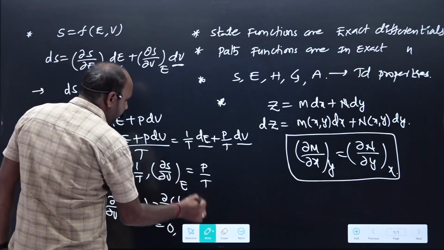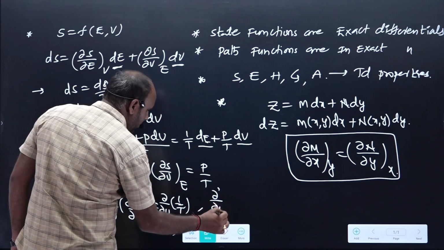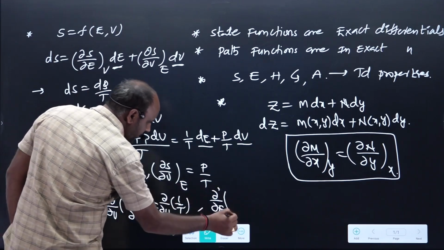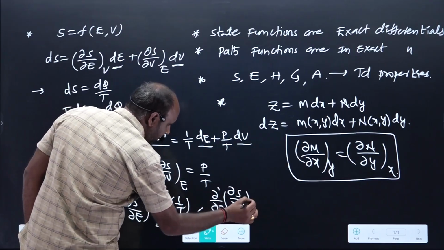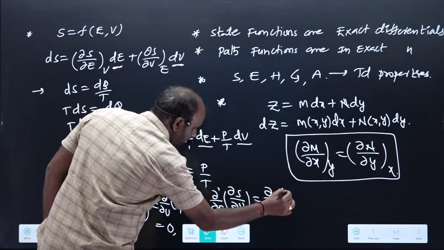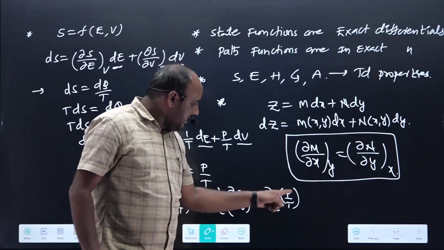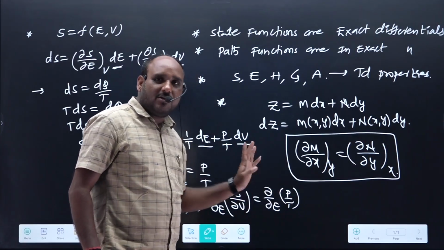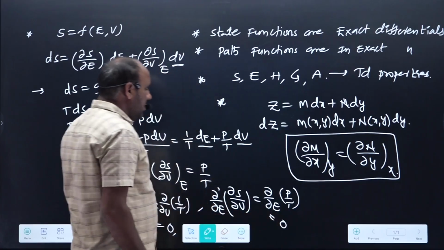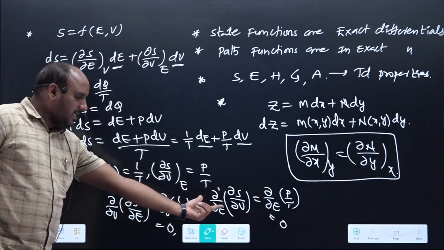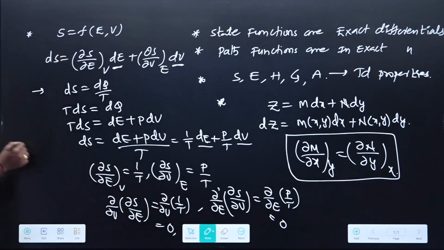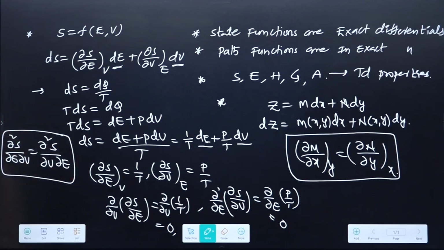Right? So similarly, here ∂/∂E means what is the constant here? V. Differentiating with respect to this, ∂s/∂V is equal to ∂/∂E of (p by T). Here we differentiate with respect to internal energy. Is there any internal energy term? No. Therefore this becomes constant, and this is also equal to 0. Hence these two will be equal. That is, here I am writing ∂²s/∂E∂V is equal to ∂²s/∂V∂E. Therefore entropy is an exact differential.